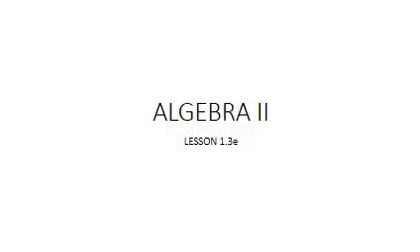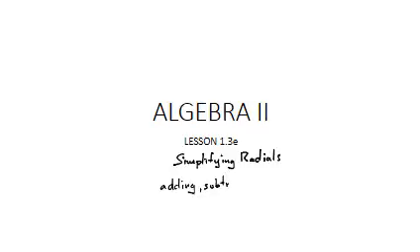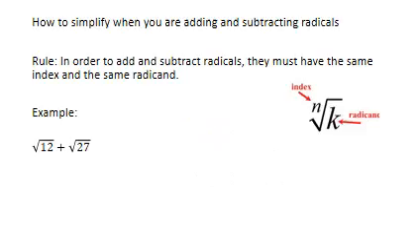So in this last lesson of homework packet 1.3, we're going to continue with looking at simplifying radicals, but we're going to look at it in the context of adding, subtracting, and multiplying radicals together, and then simplifying them. So let's take a look at our first example here.